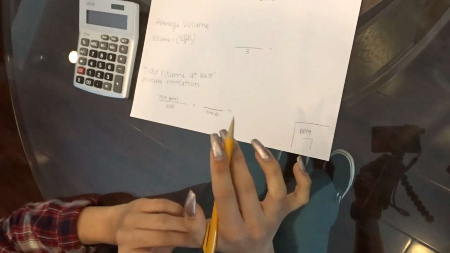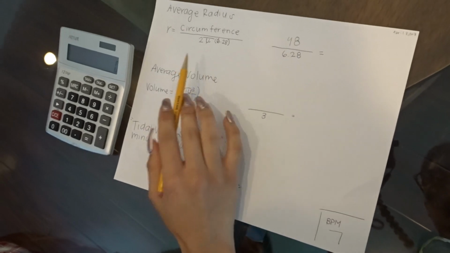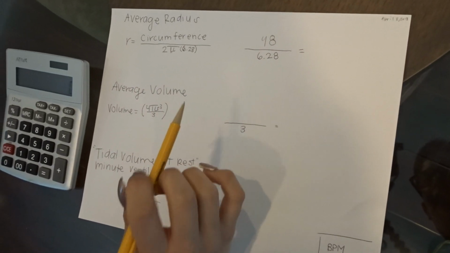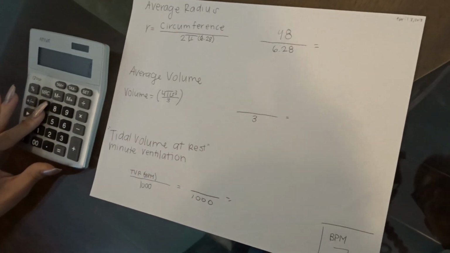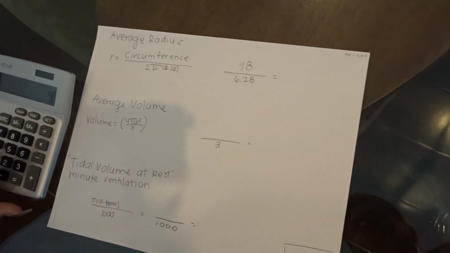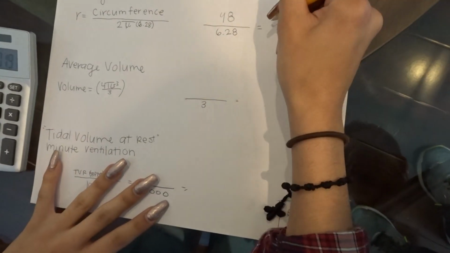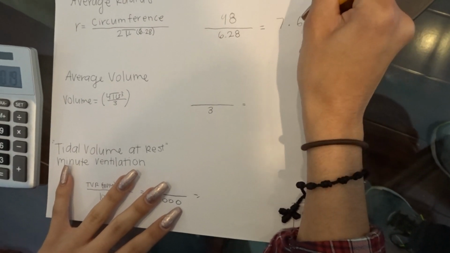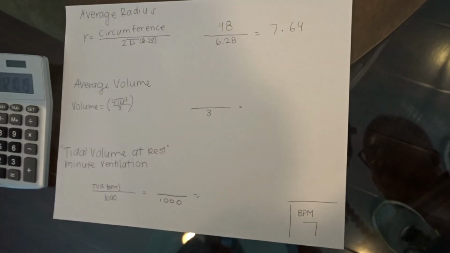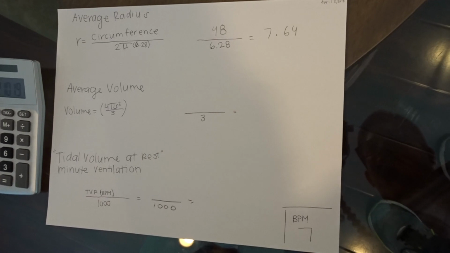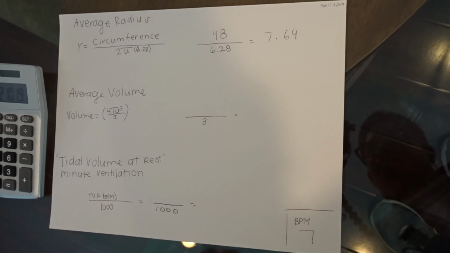So to calculate the average radius, you're going to use the circumference, which was 48, and then divide that by 2 pi, which is equivalent to 6.28. So we're going to go ahead and do 48 divided by 6.28, which is 7.64.